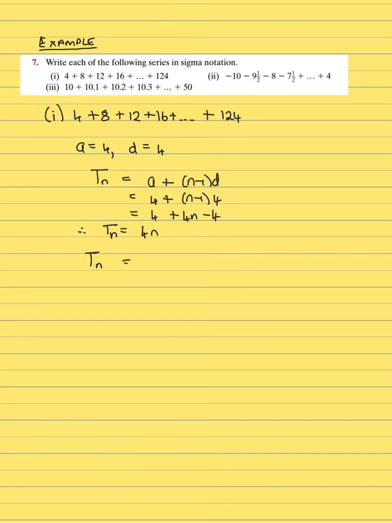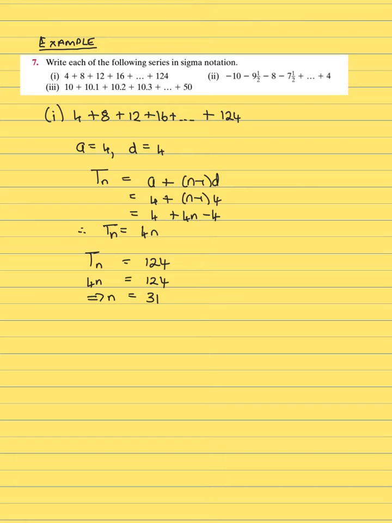Now we need to know how many terms we need to get up to 124. So if Tn is 124, then we know Tn is 4n, so 4n is 124, and this means that n, of course, is 124 divided by 4, which is 31. Now that means that we have a sequence, which is 4n, and we've added together 31 terms of that to get this series. So let's write that in sigma notation.